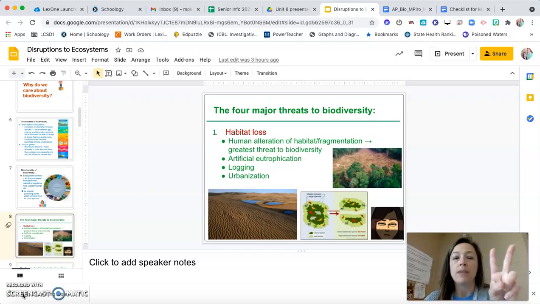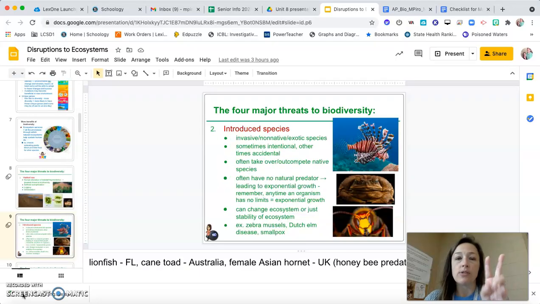So that's number 1. Introduced species, which we also call invasive species or non-native or exotic. They come in and a lot of times they take over with exponential growth because they don't have any natural predators or competitors.